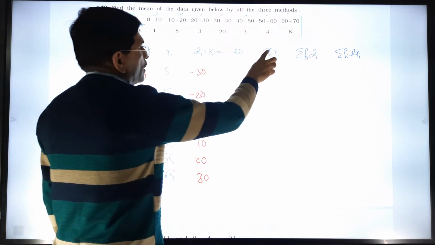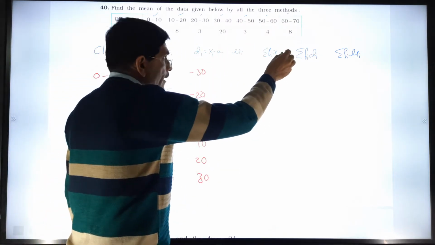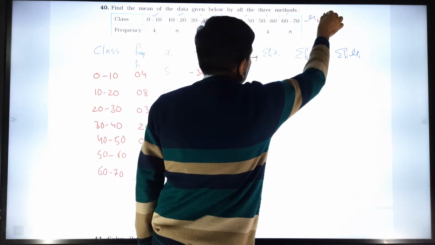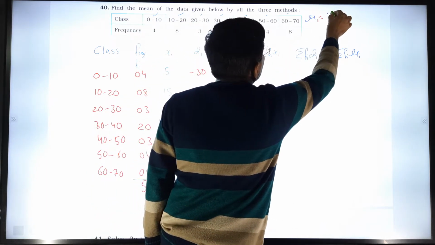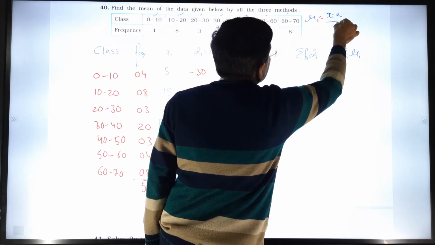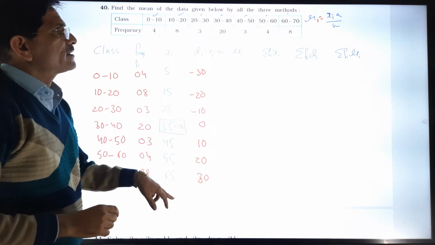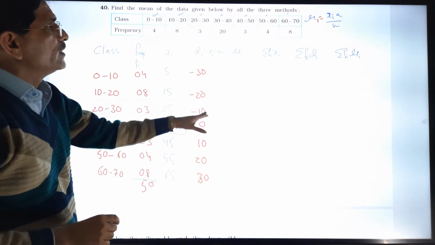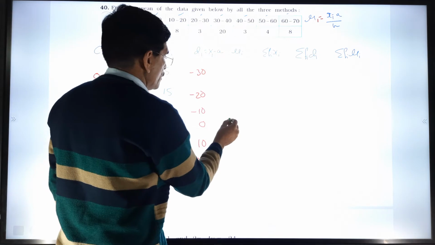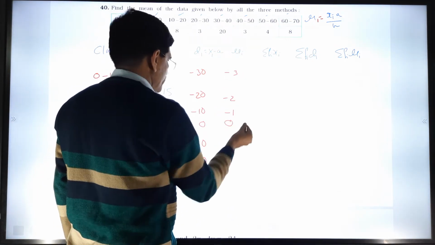Now for ui. Again, ui is equal to xi minus a by h. So already here class length is 10, and di value is here. So we have to write again 0, minus 1, minus 2, minus 3, and 1, 2 and 3.